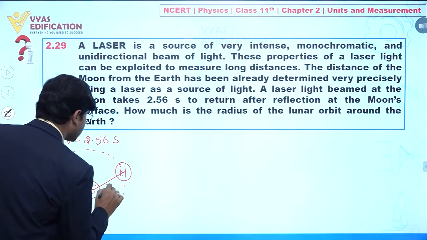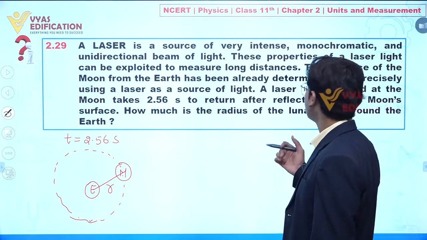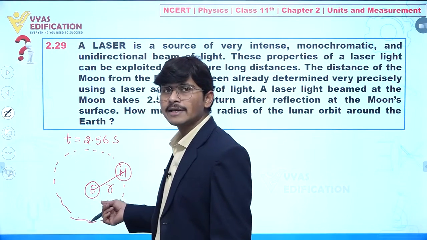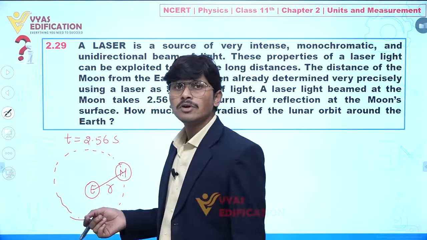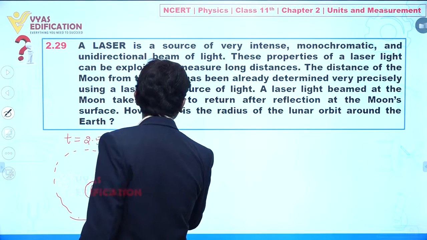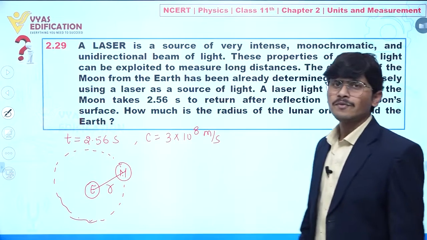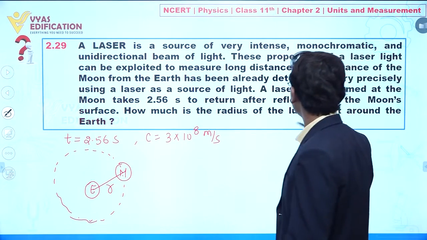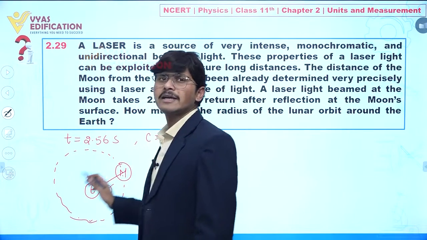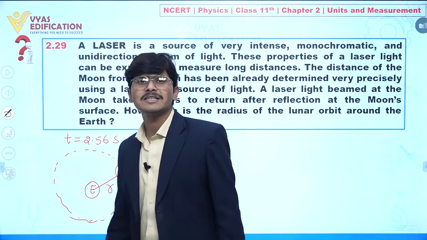Clear? Now we can say this distance is r, and this distance is known as the lunar radius. Now let's suppose we targeted a laser light towards the moon, and that light will move with a speed of 3 × 10^8 meter per second. Now we have to find the lunar radius. This laser light goes from earth to moon and comes back to earth after reflection. It means the total distance covered is 2r.